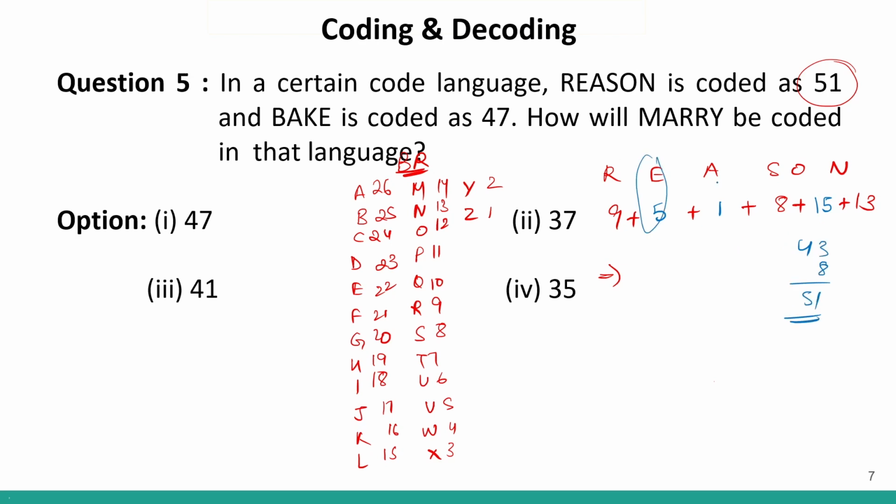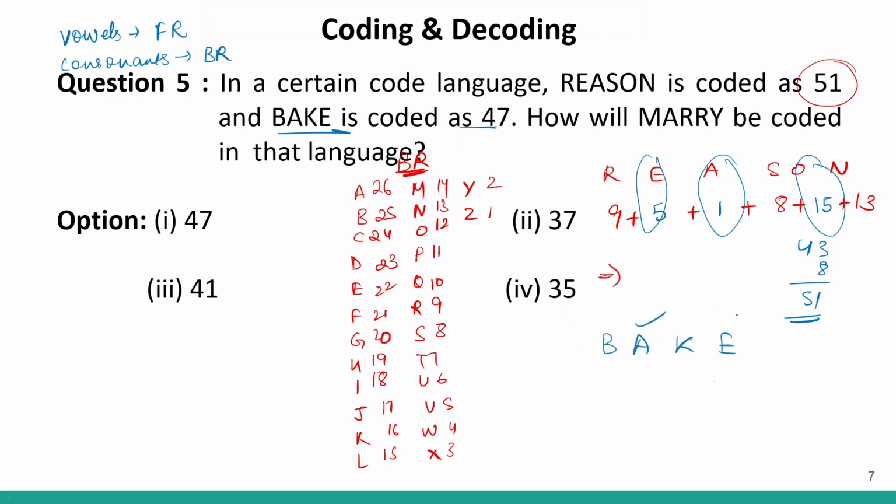So E, A, and O, these are your vowels. So for vowels, we took forward ranks, and for consonants, we took backward ranks. Correct? Let us check the same thing for bake and 45. So for bake, what is the vowel? A and E. So forward rank for A and E, 1 and 5. Correct?